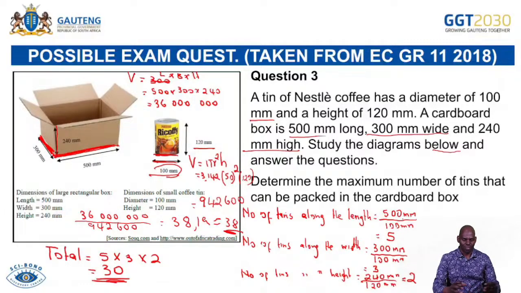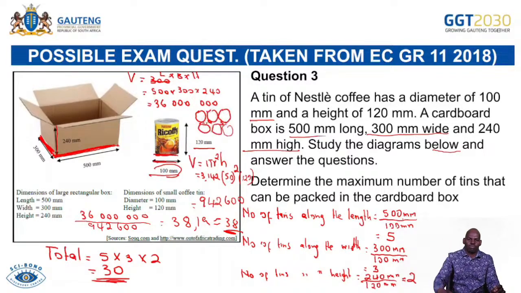But this one simply means the tins. Remember, when you pack the tins into the box, they are in circular form, circular form, and so on. Can you see that there's going to be spaces there? But this one doesn't take that space into consideration, okay? It doesn't cater for that space.